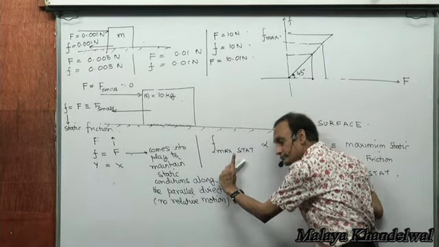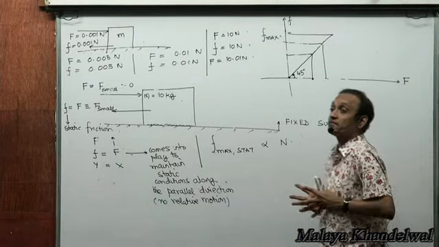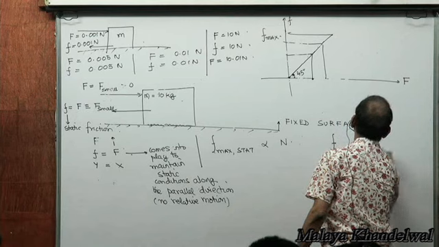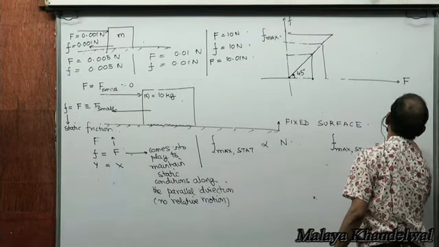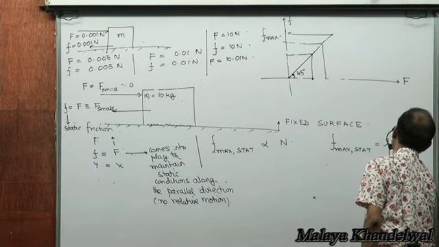And for a given pair of surfaces, this F max stat will be a constant mu s times n, where mu s is a constant of proportionality here, and it's called the coefficient of static friction.